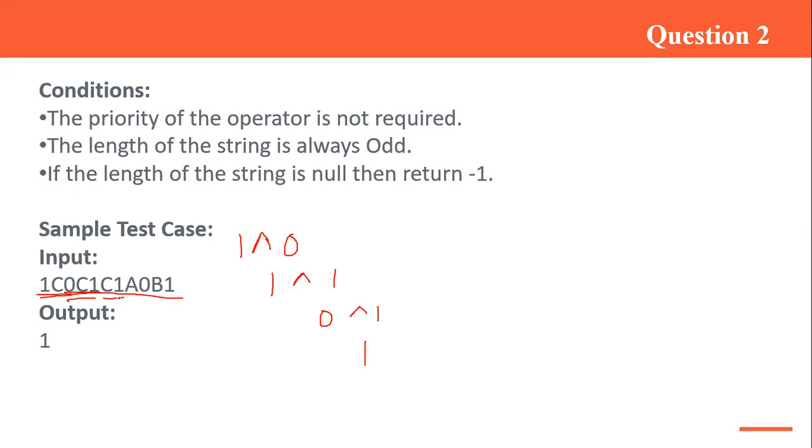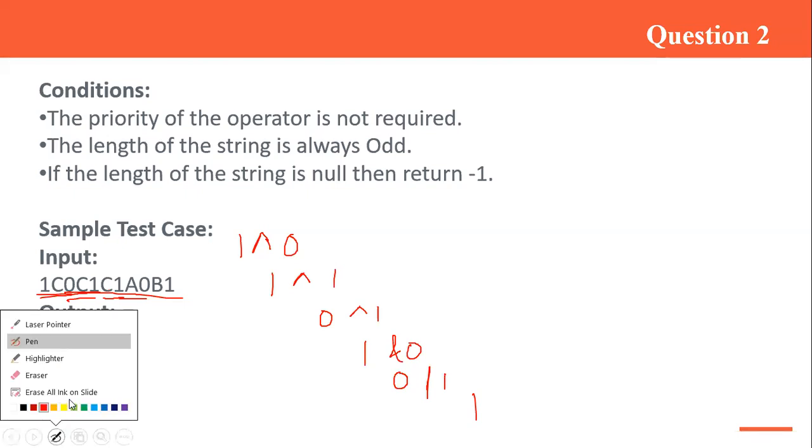Next, 1A0 means 1 and 0, I guess, right? Yeah. 1 and 0. What is 1 and 0? 0. Superb. And then 0 bitwise OR 1. B means OR. 0 or 1. What is it? 1. So that's the result, 1. Understood that? That's it. Now there are some constraints.